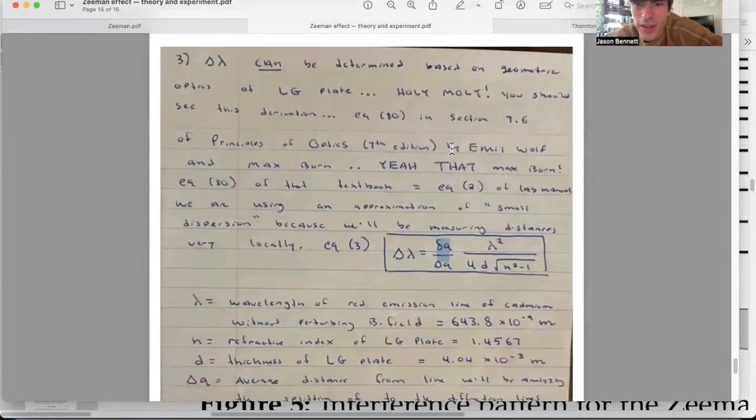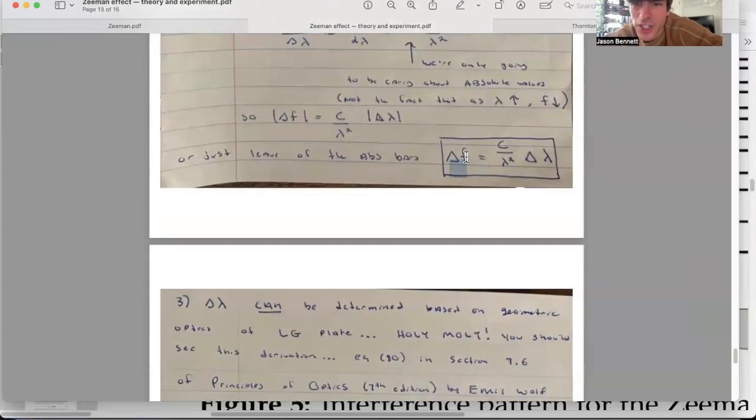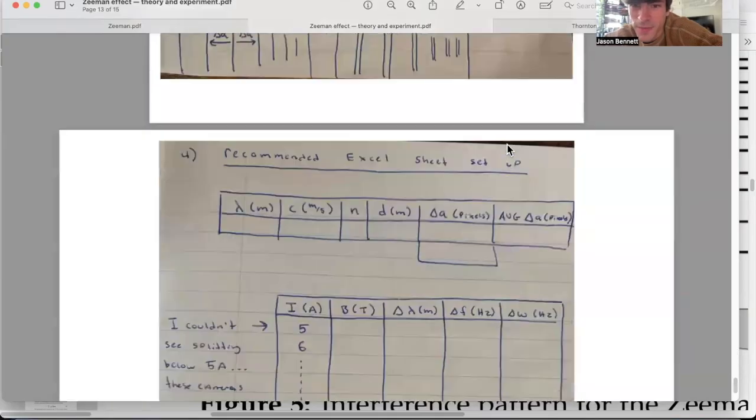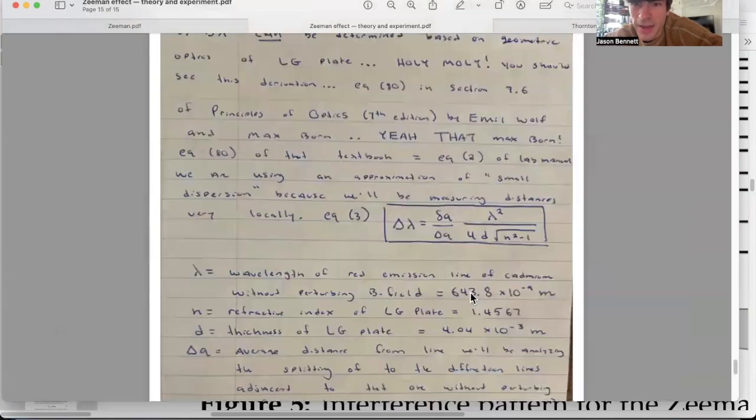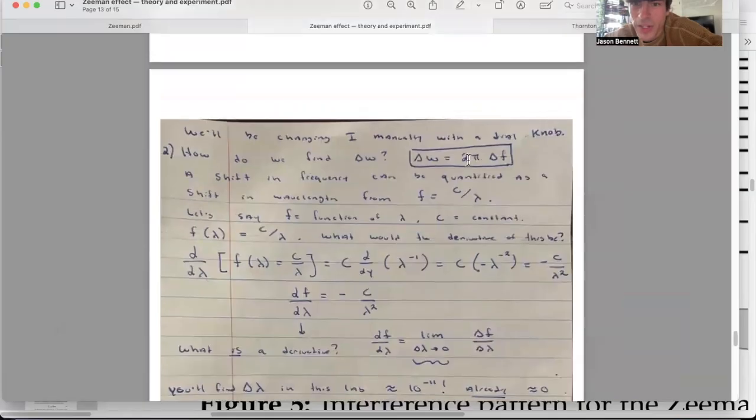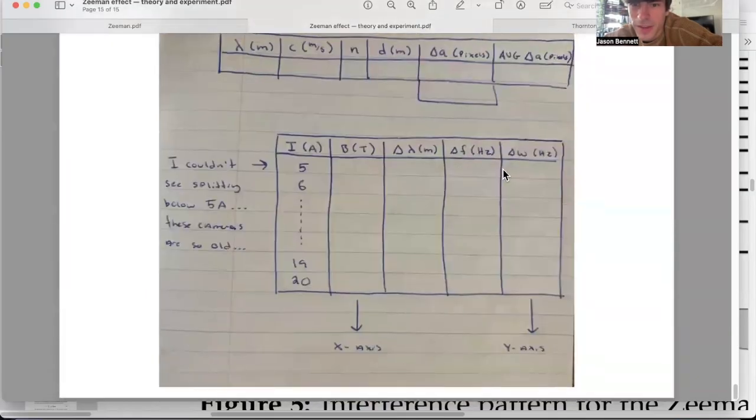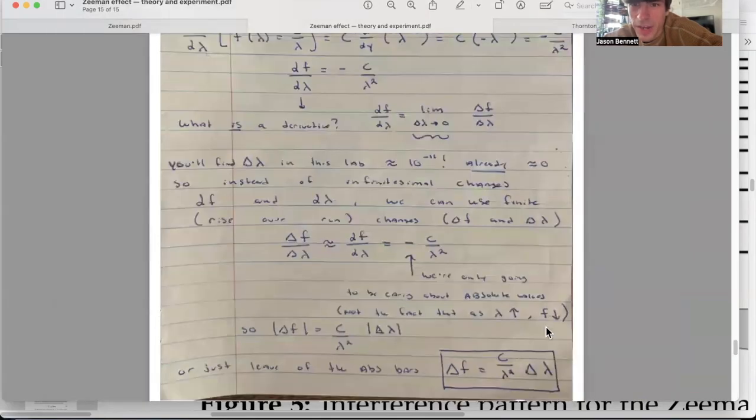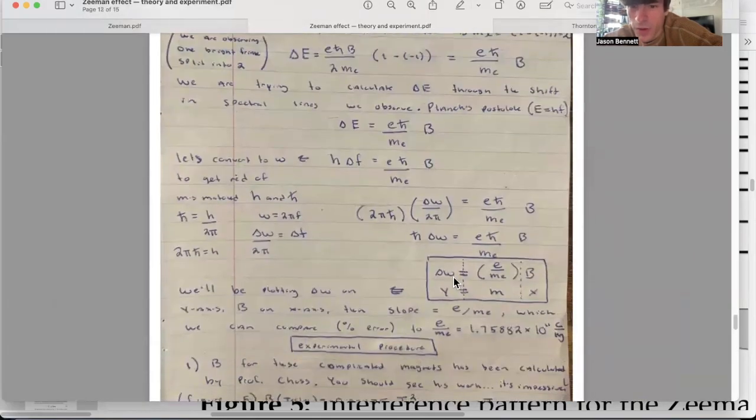Then, based on this, I can calculate the shift in the frequency because now I have delta lambda. Those are just constants. So that's the next column. And then finally, with this equation, I can get the shift in the angular frequency. So that'll be this column. And then remember, what equation are we modeling this on? This one. So once I have my delta angular frequencies and I have my different B values, I can plot them, y-axis, x-axis, and get the slope.